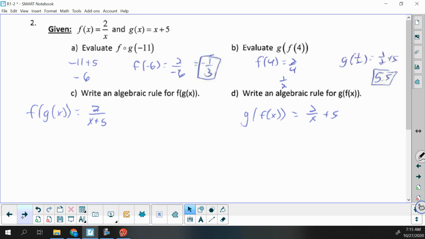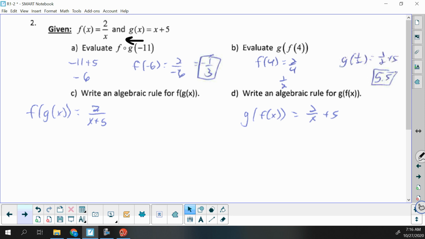In 2a, start out put negative 11 in for x in g's equation, you get back negative 6. Then put that into the f equation, and you get negative 1/3, because when you have a composition, you work right to left. Compositions can be shown with the open circle or the double set of parentheses like we have in b. So in b, we do the inside first, f of 4. So put 4 in for x in the f function, we get a half back. And then put a half in for x in the g function, and we get 5.5. Or you could have also called that 11 halves.